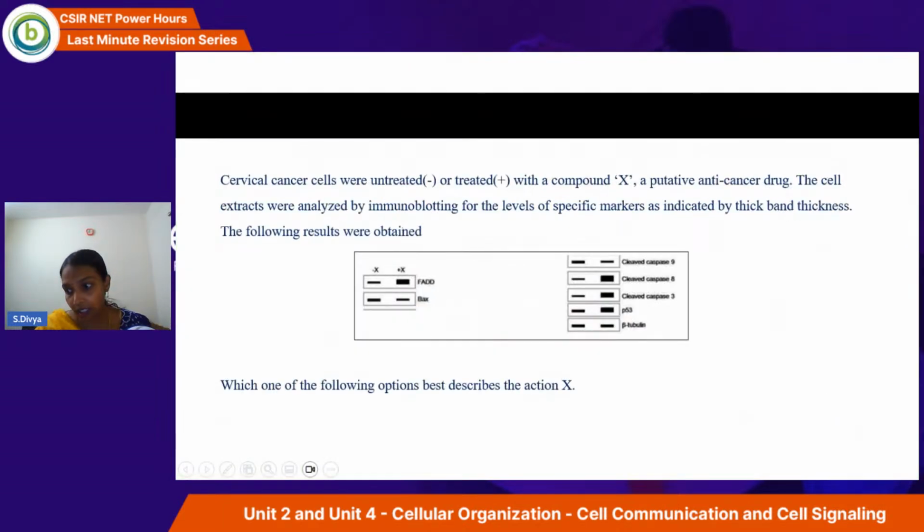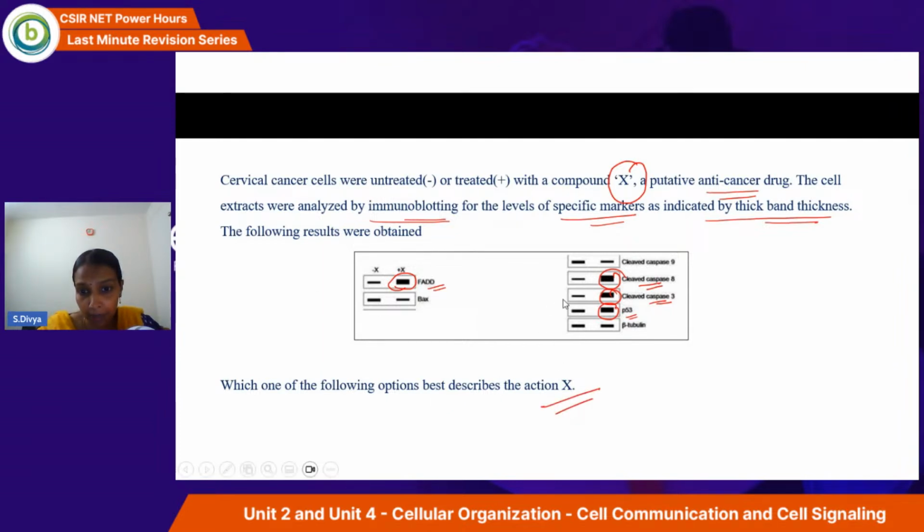Now, I'm just taking out some experimental questions. Cervical cancer cells were untreated and treated with a compound X. Now, what is this X? It is an anti-cancer drug. The cell extracts were analyzed by immunoblotting for the levels of specific markers, as indicated by thick band thickness. This is the result. You can see here there is a thick band of FADD. Here there is a thick band of caspase 8. Caspase 3 is cleaved. P53 is cleaved. Now you have to identify the best option that describes the action of X.